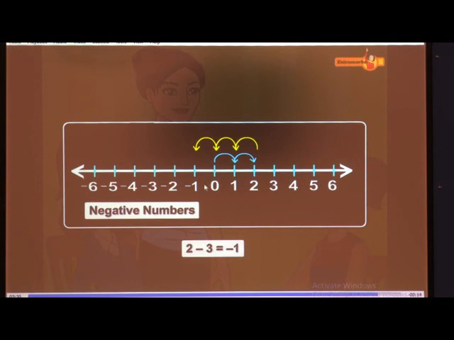So there are numbers less than 0 which are denoted by the sign minus, and these are called negative numbers. If we move further left on the number line, we will get more negative numbers.